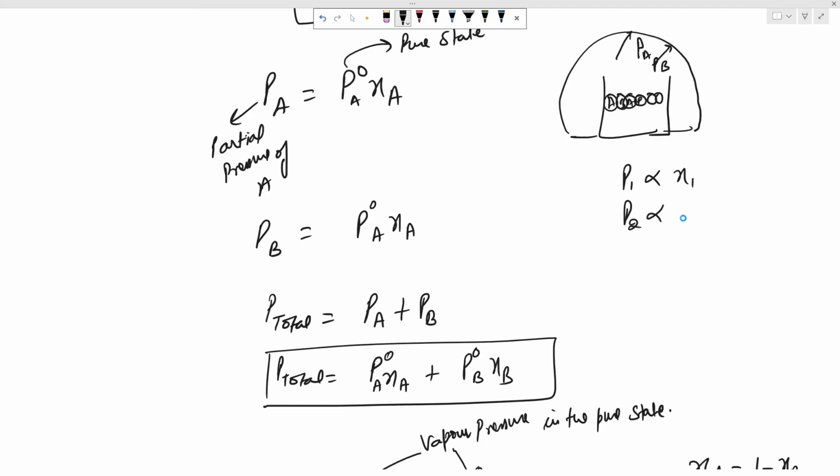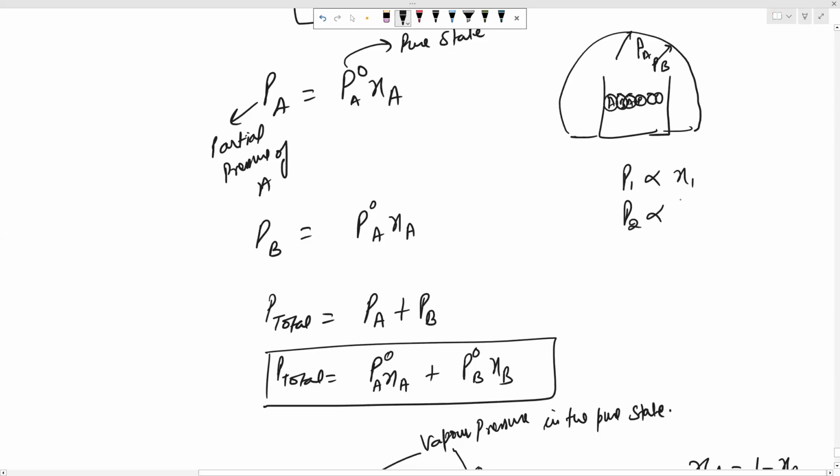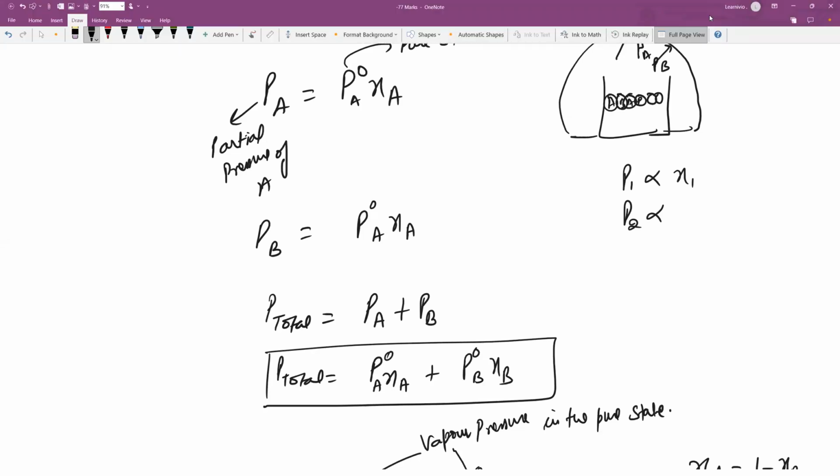P2 will be directly proportional to... Why is it revolving again and again? Is my skin getting blackened again in front of you? Yes, sir, it's becoming black. I checked, there is some background problem. I don't know why it is happening. Okay, just wait a minute.